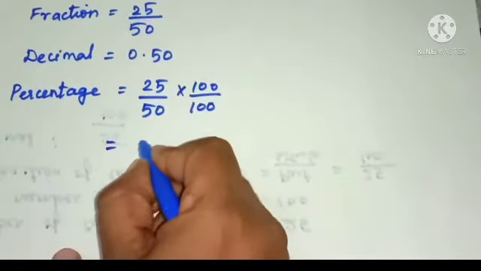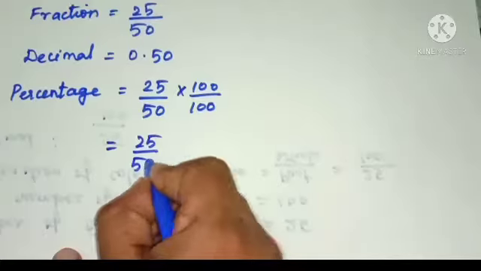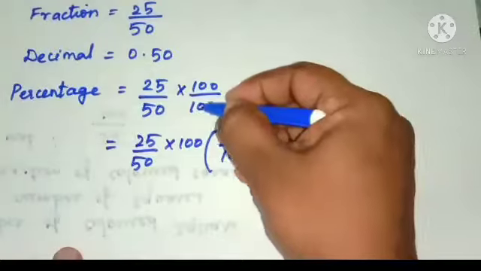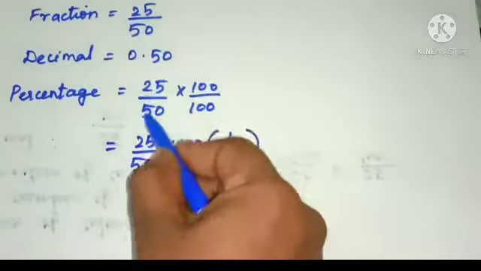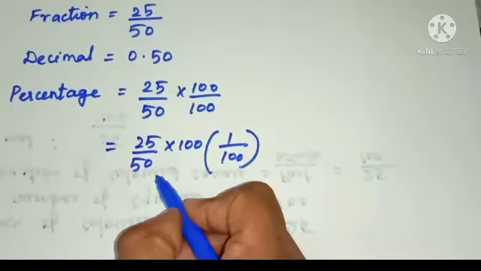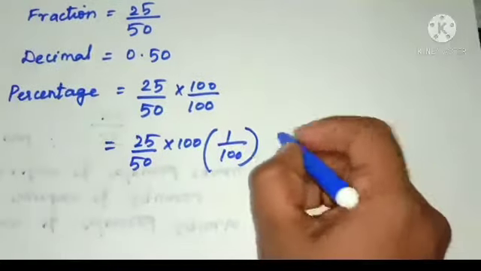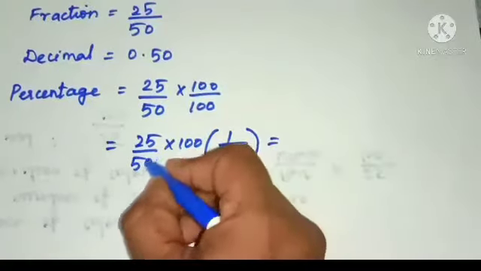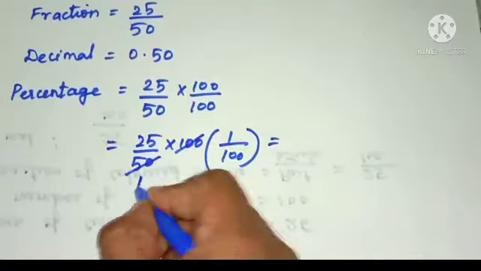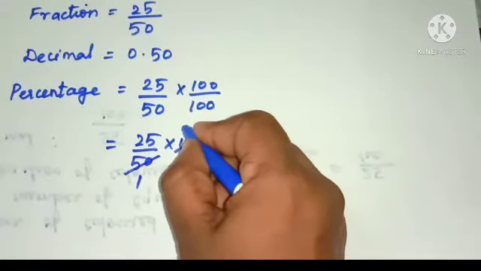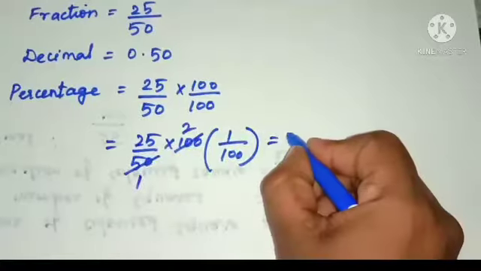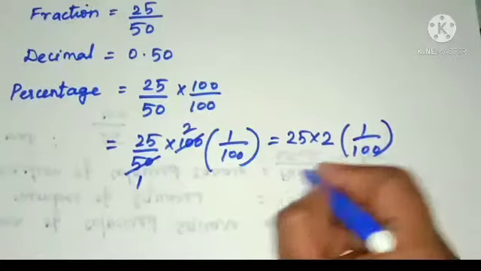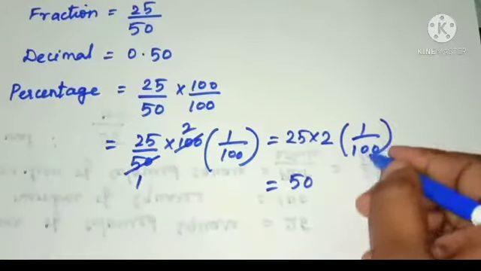Now we can write it as 25 by 50 into 100, into 1 by 100, isn't it? Take 1 by 100 separately and write down the remaining product. And here 25 by 50 into 100. So let us cancel. This is 1 times. Here in the numerator it is 2 times. So 25 into 2 and here 1 by 100. 25 into 2 is 50.